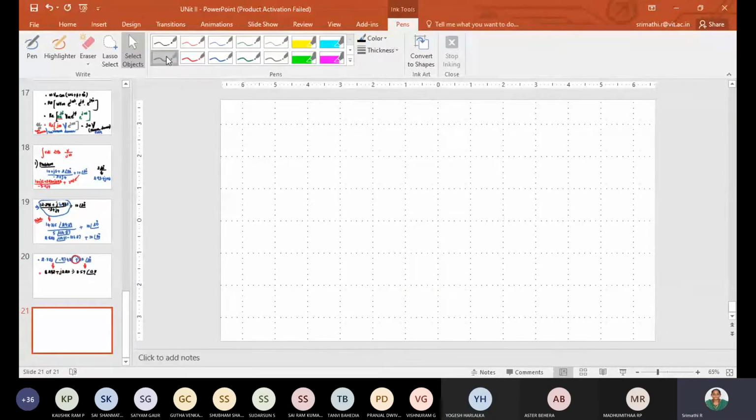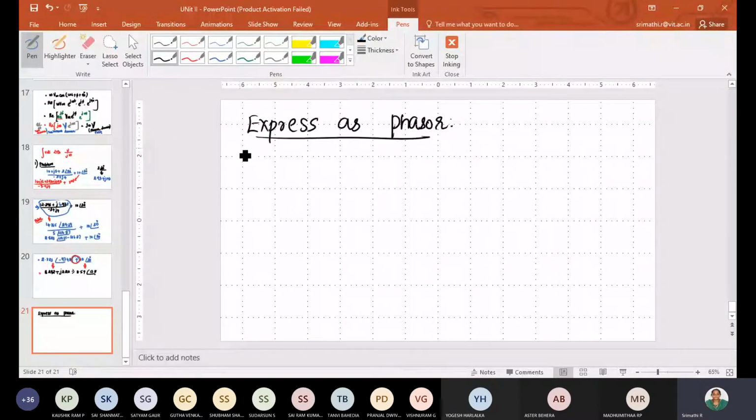Express as phasor. Okay. The first one, v equals minus 7 cos(2t plus 40). How will you represent it? Phasor means you won't consider the time. So bring the negative sign inside. What will it be? Make it fast.